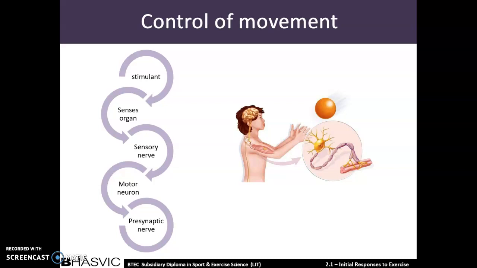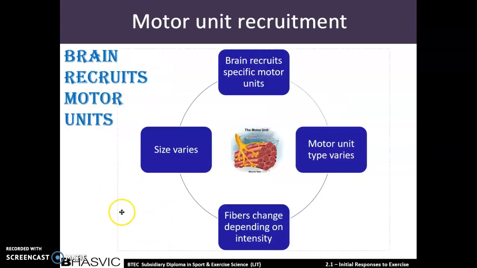To sum this up: when the stimulant, aka saying "go", is sent to the ear, the sensory nerve sends a signal to a motor neuron, which is sent down a presynaptic nerve, and then the stimulus is sent down the nerve to the muscle once the brain has made a decision.